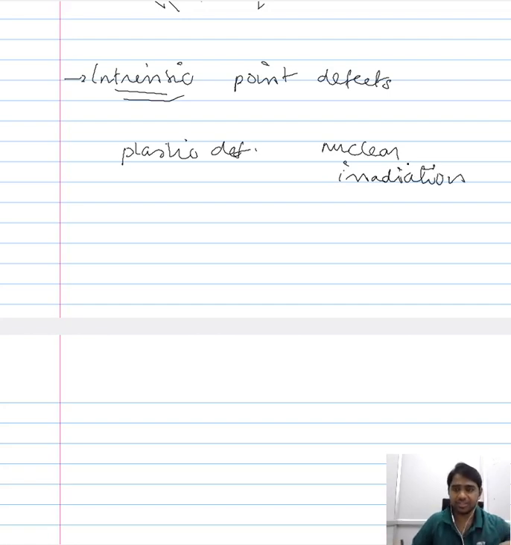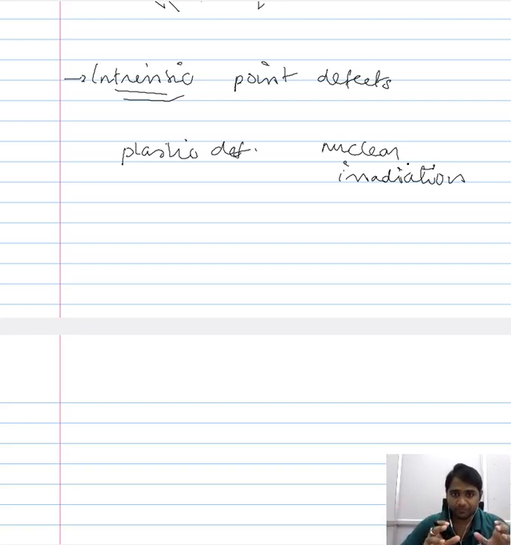So largely these two factors contribute to the formation of point defects in a material that is close to being pure. When you talk about intrinsic point defects, these external factors largely contribute to the point defects that we observe, both vacancies and interstitial atoms.